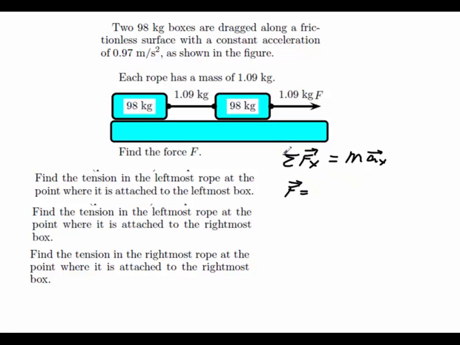equal to the total mass. Now we take the total mass of the entire system. That's going to be 98 plus 1.09 plus 98 plus 1.09. When we do that, that'll give us 198.18. So that'll be our mass, and that's in kilograms. Now you have your acceleration, which is given as 0.97.